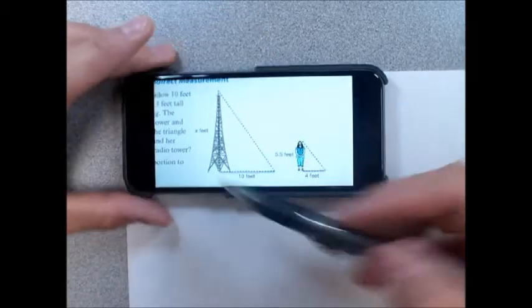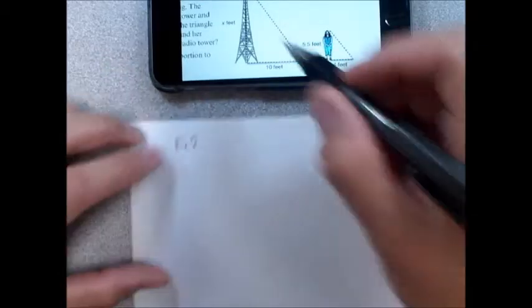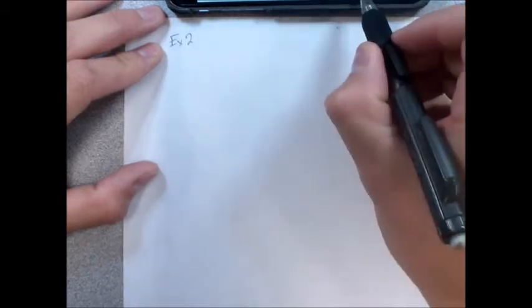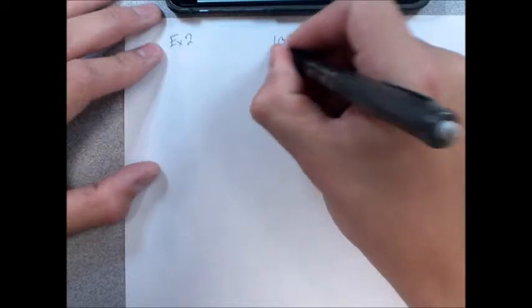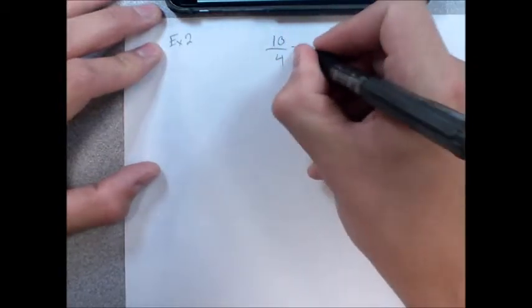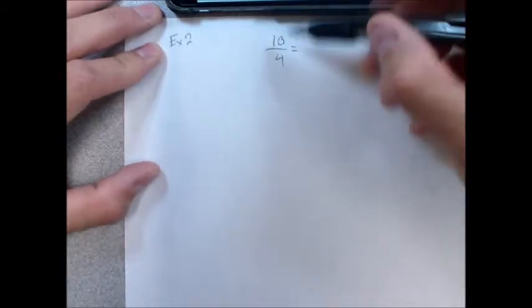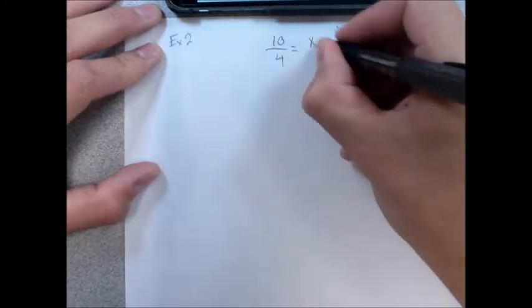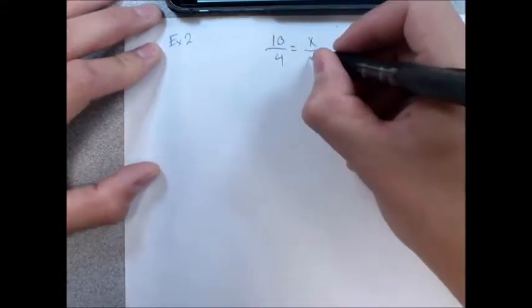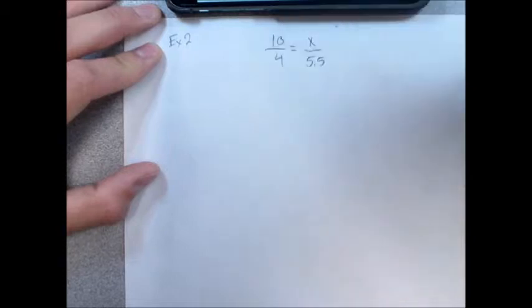I'm going to go big to small again, just for consistency's sake. So I go big, which was, I'm going to do the one that we know first. So it's shadow over our small shadow, so 10 over 4. It's going to be equal to, again, I did big over small, so big here is x over what I don't know, which is my height, 5.5.